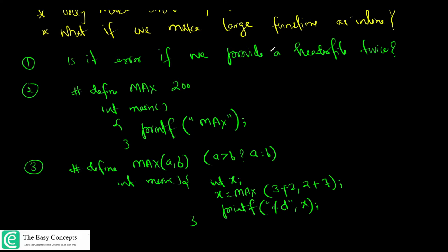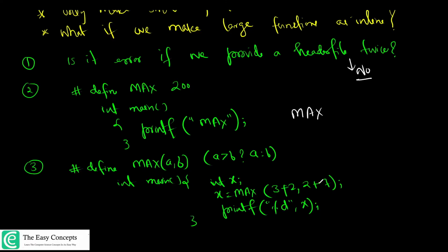Is it an error if you provide a header file twice? So the answer is no. You can try so. Now, #define MAX 200 and then printf("MAX"). Its answer will be MAX and not 200 because this is a string. Okay. Now this MAX(A, B): if A is greater than B, then A, otherwise B.